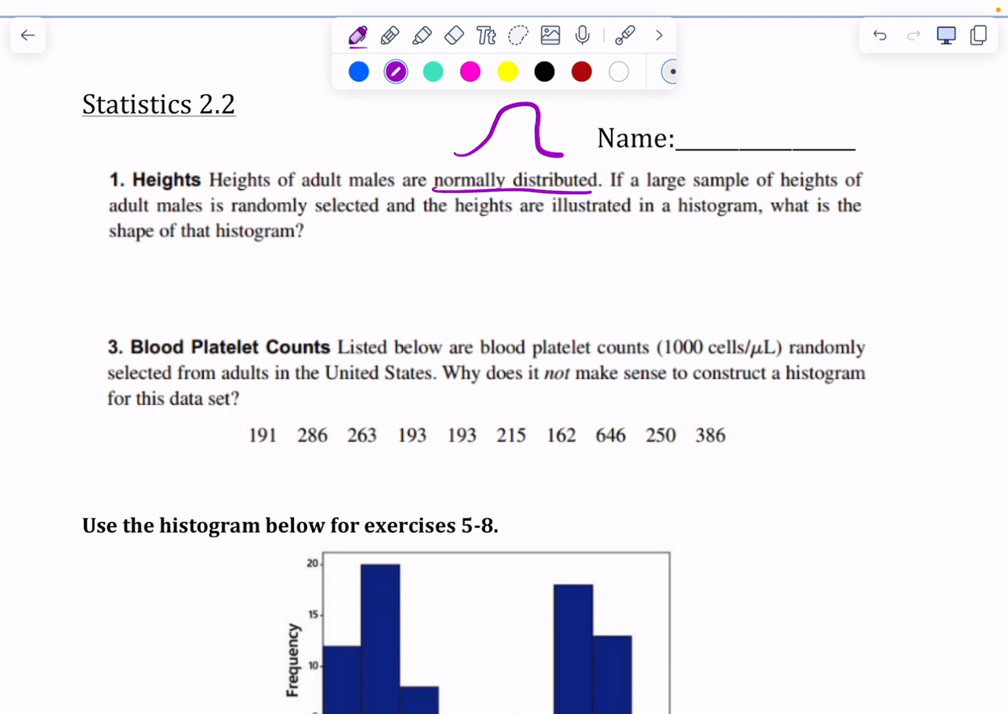If a large sample of heights of adult males is randomly selected and the heights are illustrated in a histogram, what is the shape of the distribution? Normal. Just draw it. You can draw a picture, or you can say bell-shaped curve or something of that nature. If they're normally distributed, that's what the shape of the histogram is going to be. Sounds good. All right, there you go.